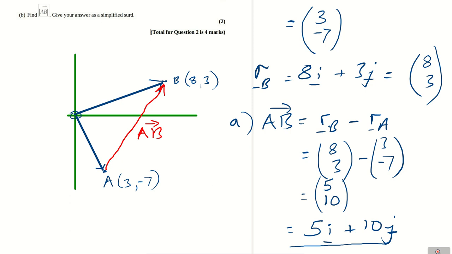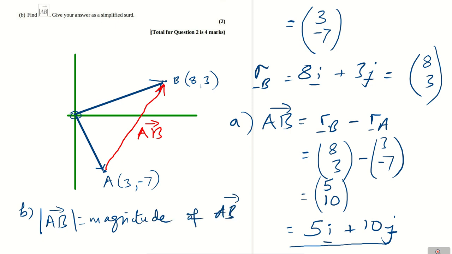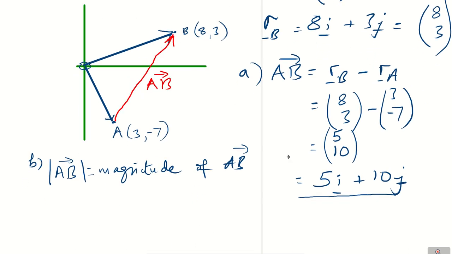Now part B wants us to find this thing. Remember, these two lines on either side of the vector mean what we want is the magnitude or the length of the line representing the vector. So it's the magnitude of AB. So how do we find the length of this line AB? Well, using Pythagoras is the answer.